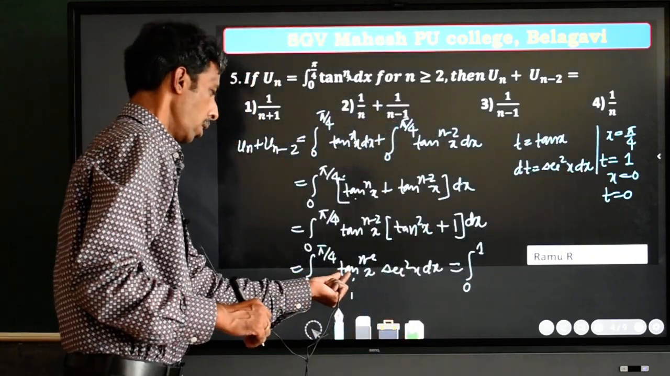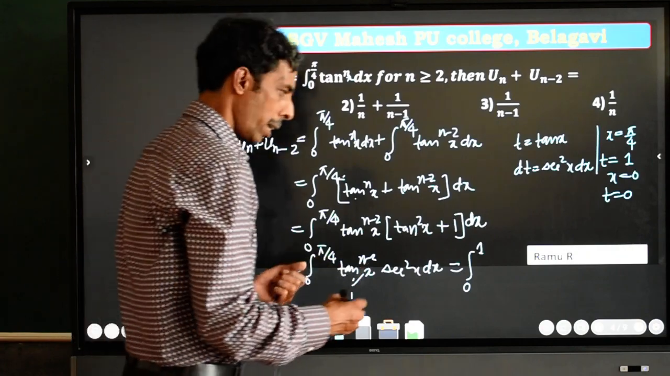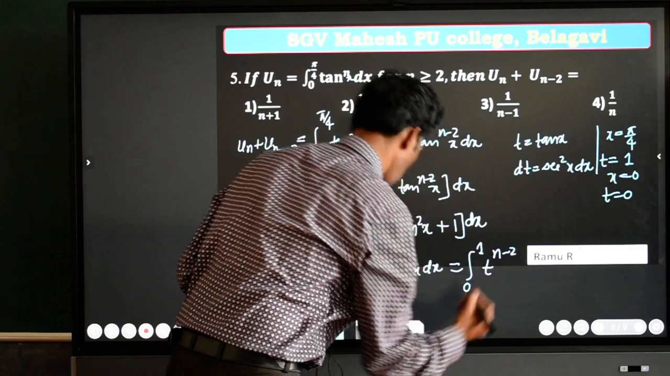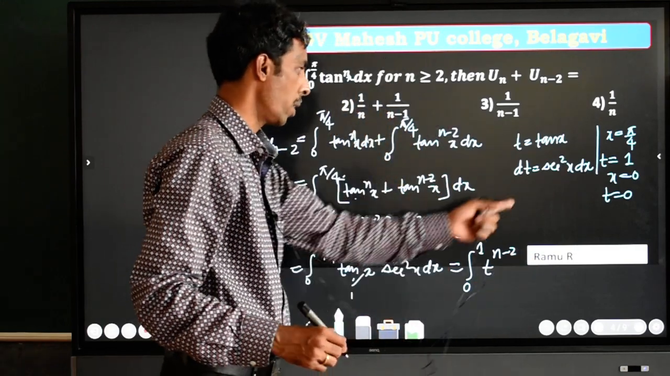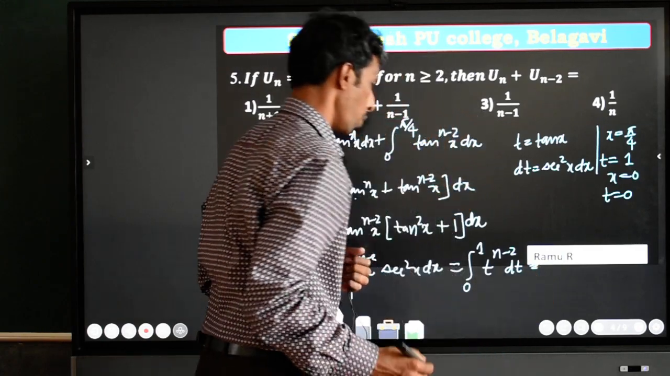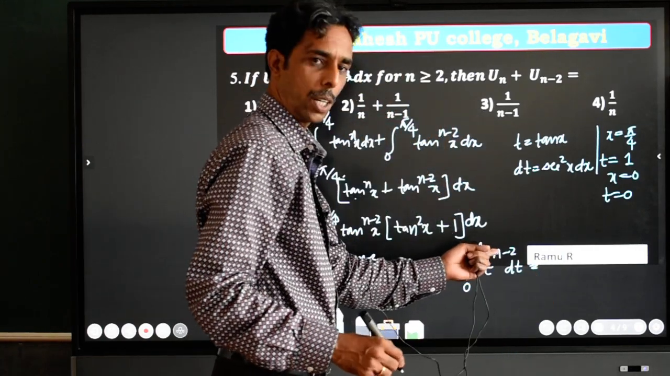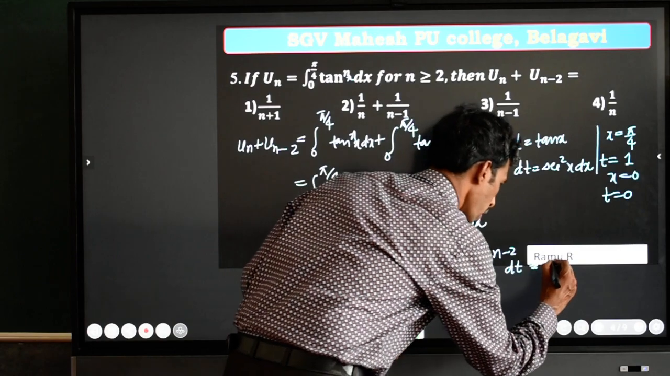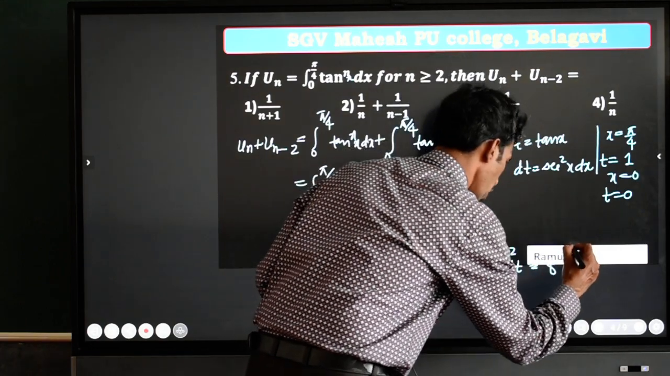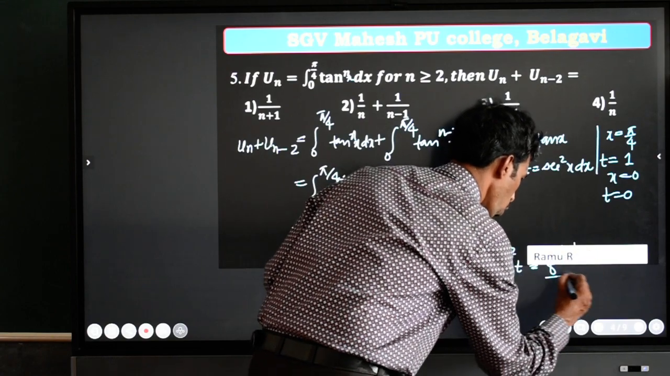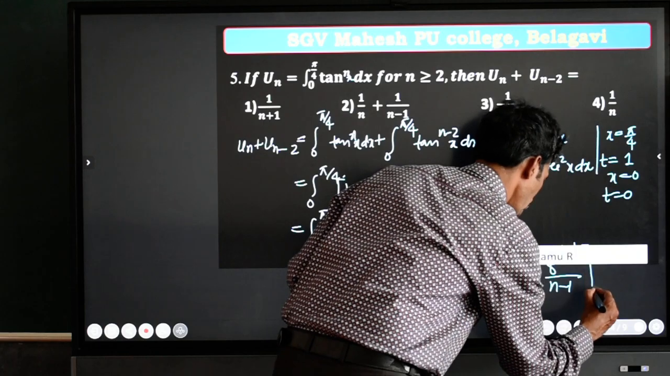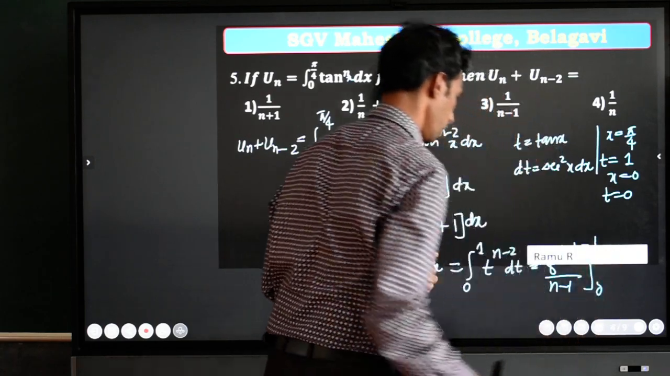Next, this entire term tan x we have considered as t to the power n minus 2. Next, sec square x dx can be written as dt. So this is equal to, next, integration of t to the power n minus 2 can be written as t to the power n minus 2 plus 1, which is n minus 1, whole divided by n minus 1. Next, the limit is 0 to 1.